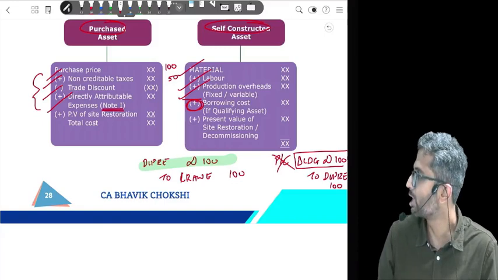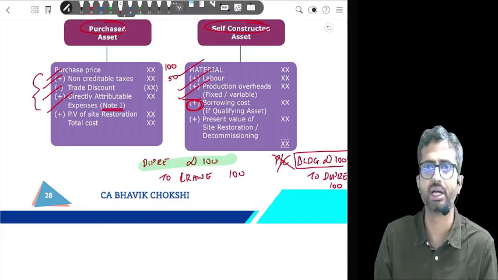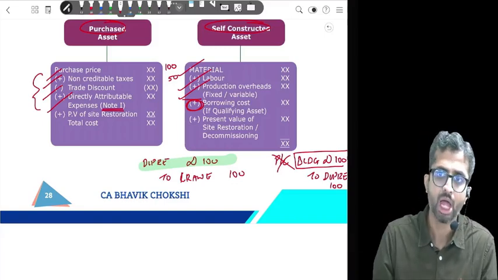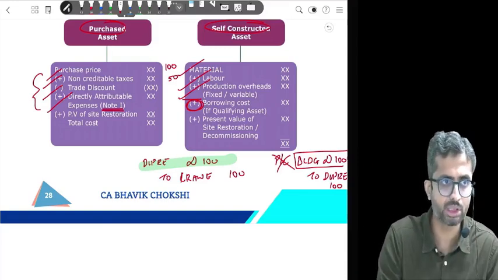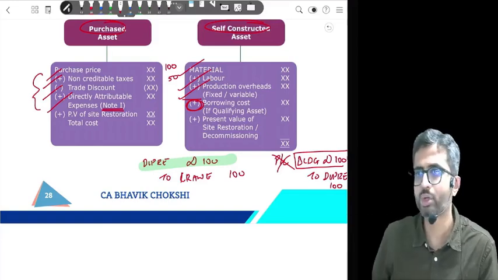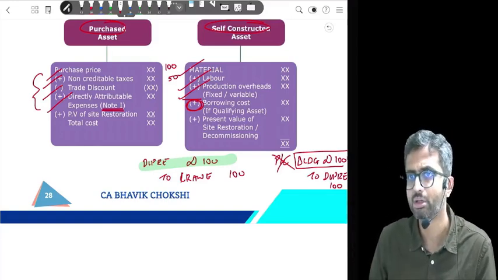Why is there a standard only, just for our knowledge and deeper understanding, why is there a standard only for borrowing cost? Labor cost also can be incurred for 2 months. No? Like interest is incurred for 2 months. For 2 months you are incurring labor cost to assemble a machine. Do you capitalize labor cost?